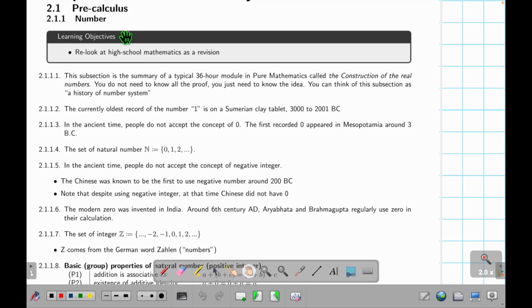This part is basically a revision about the high school mathematics you have learned. If you have taken A-level, IGCSE, IB or something similar, you'll probably see most of the things here.